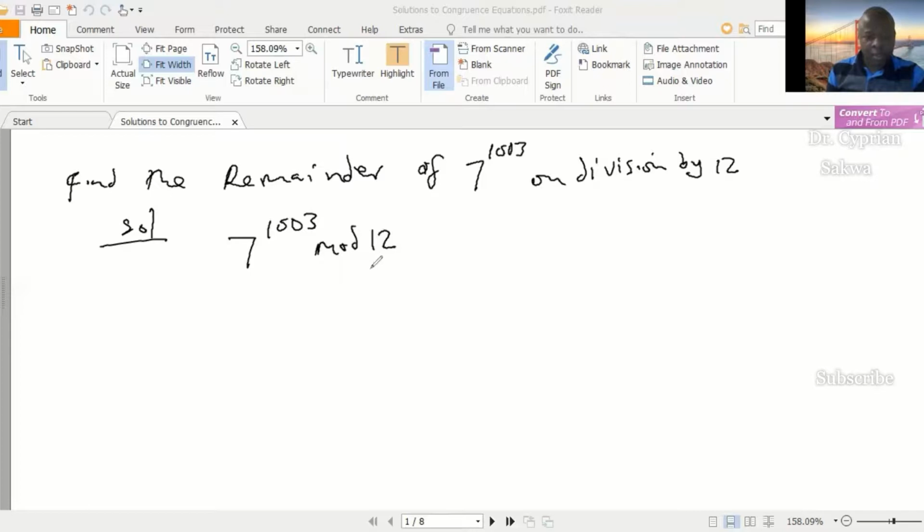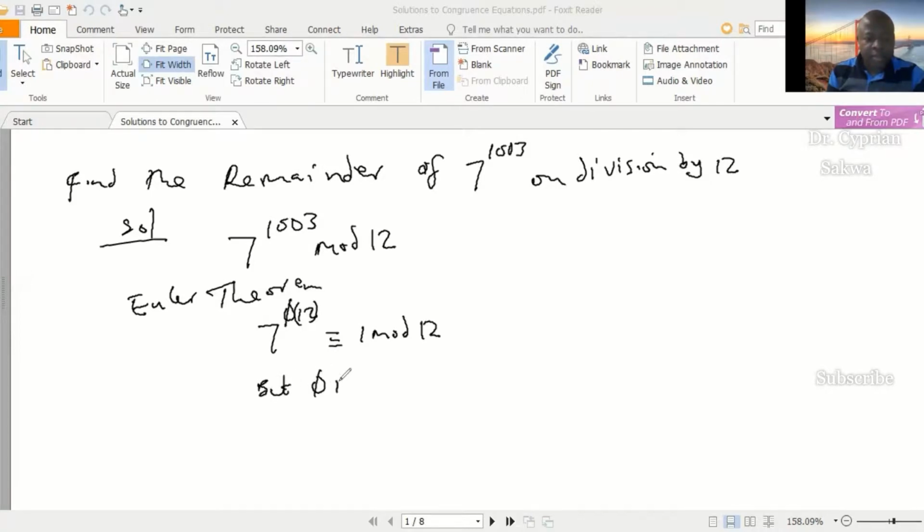Now, this question, you cannot use Fermat's theorem because this number is not prime. So you cannot use Fermat's, but we can use Euler's theorem. So let's use Euler's theorem. What Euler's theorem says is that 7 raised to φ(12) is congruent to 1 mod 12. But we already know how to find φ(12). That one you know. If you don't know, I taught it in the other video, you can check that and solve. But φ(12) is just 4.